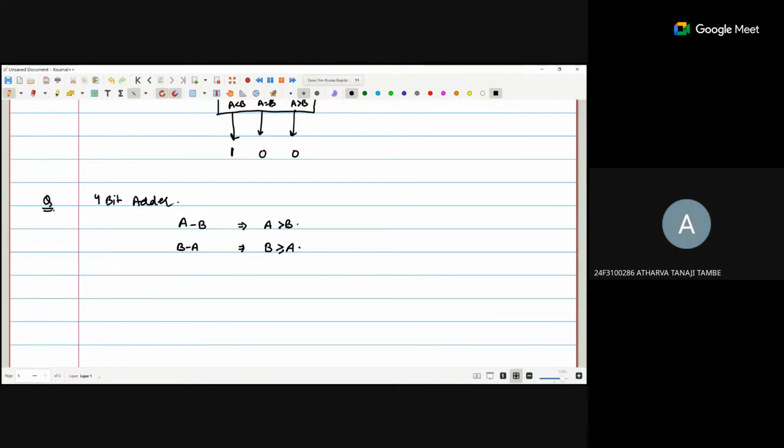So you have to write the equations for that. Okay. I will give you 2 to 3 minutes. So that 4-bit adder is for each bit, like for A 4 bits and B 4 bits.